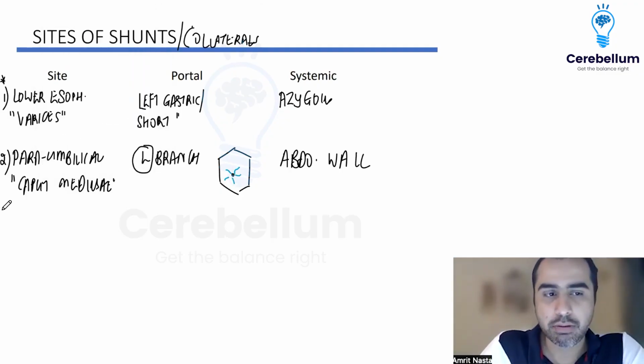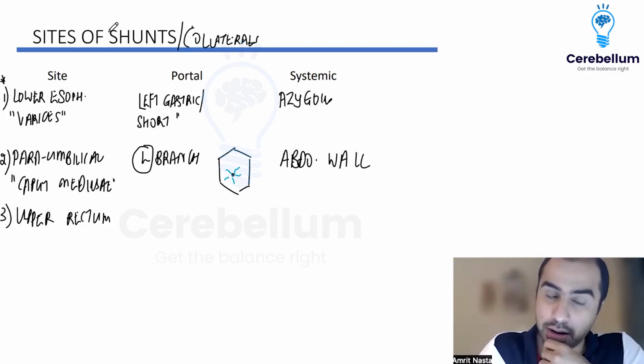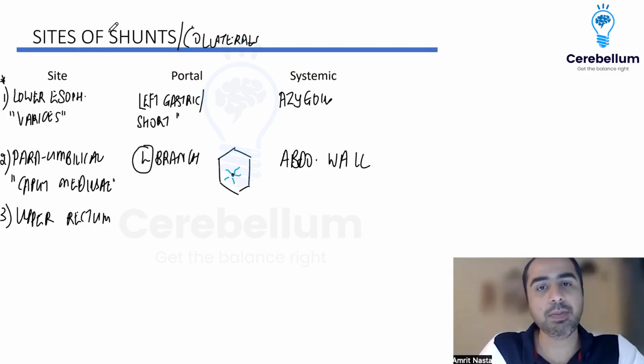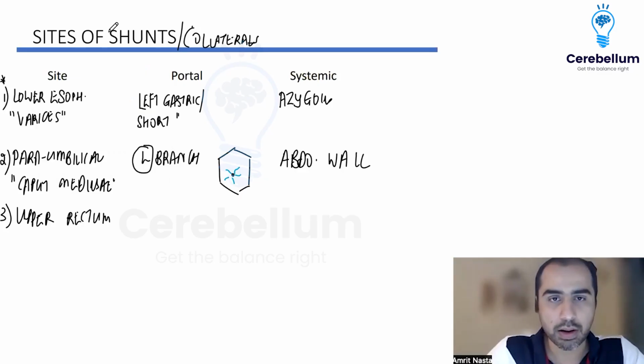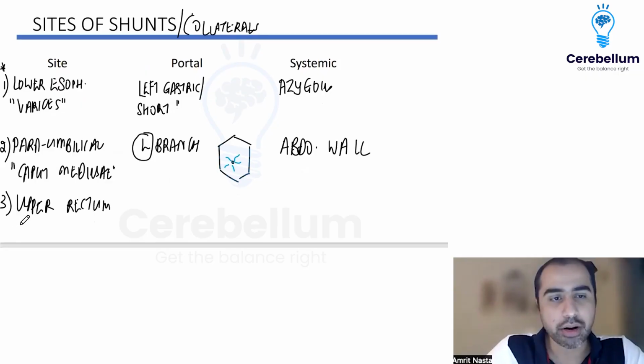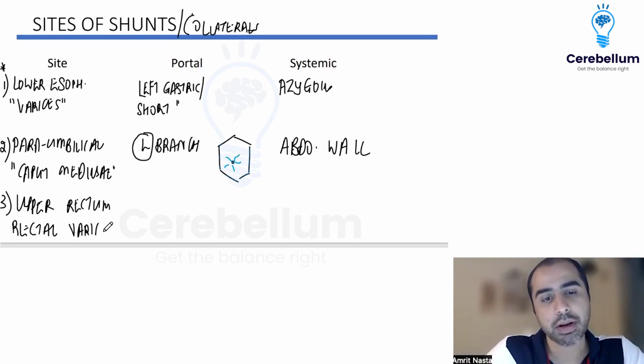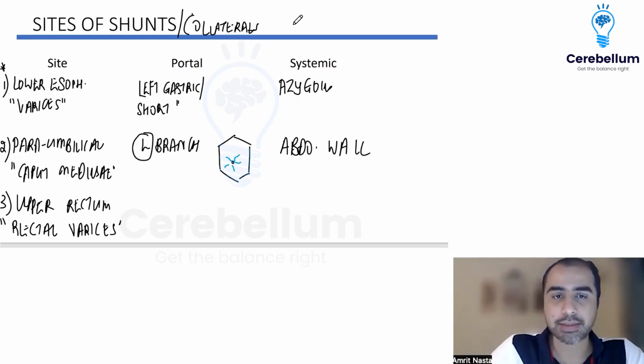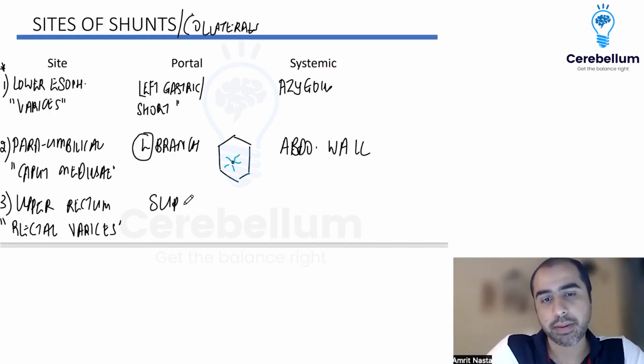Or you can get veins in the upper rectum. What are they called? The veins that you get over there, the collaterals in the rectum. No, they are not hemorrhoids. They are called rectal varices. Don't call them hemorrhoids. Hemorrhoids are not in the rectum. Hemorrhoids are in the anal canal. These are in the rectum. So these are called rectal varices. They are coming from the superior rectal vein, and they are going to join the inferior rectal vein.